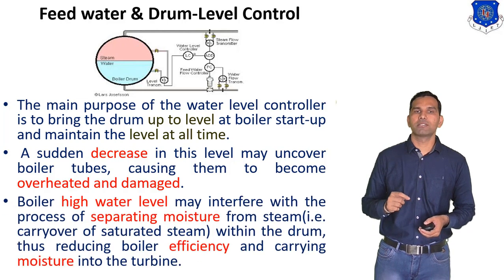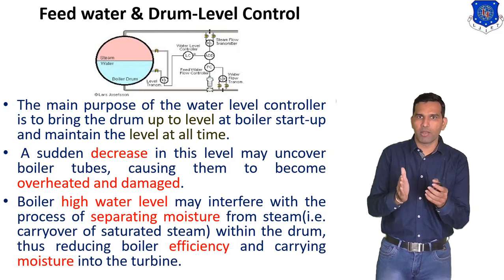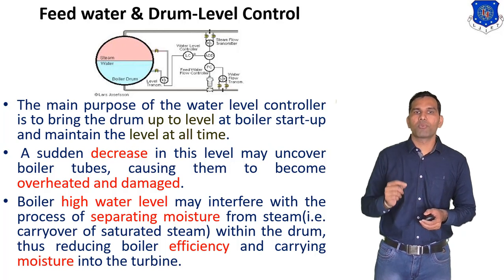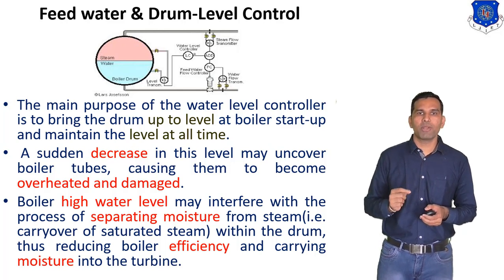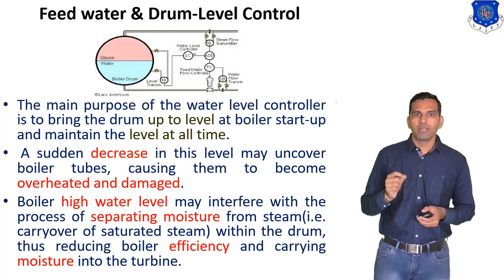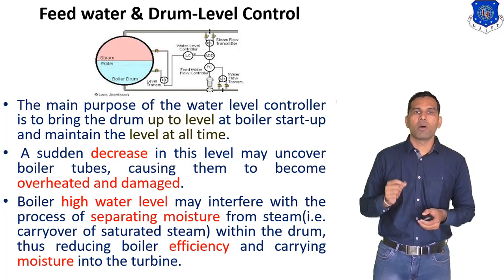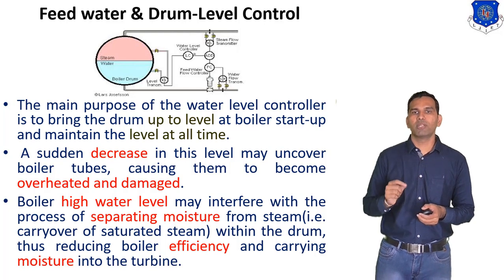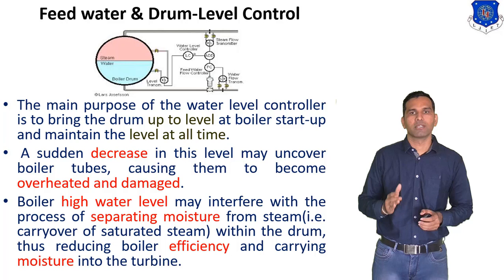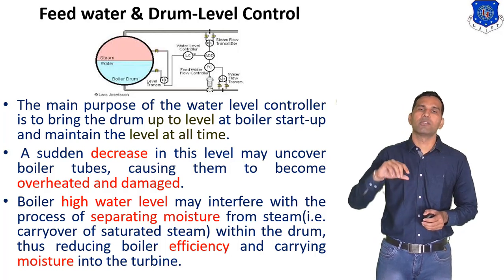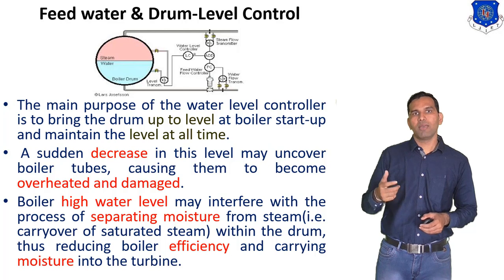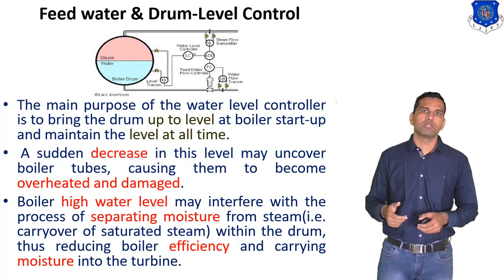The third reason is that a high boiler water level may interfere with the process of separating moisture from steam. That means carry over of saturated steam within the drum, thus reducing the boiler efficiency and carrying moisture into the turbine. So this is the reason why we use the drum level control system.